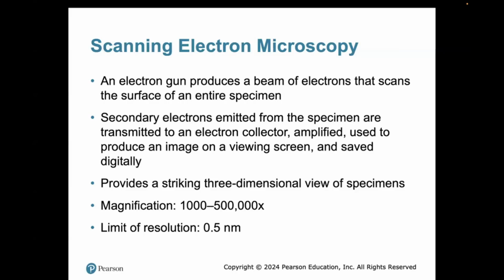All right. So how do they do that? Well, they use secondary electrons emitted from the specimen. They're going to be transmitted to an electron collector, then amplified to be used to produce an image for us to look at. This particular scope has a magnification of 1,000 to 500,000 times. All right. So smaller, right? Smaller than our transmission electron microscope, which makes sense. And this one has a limit of resolution of 0.5 nanometers, right? So a little bit bigger than our transmission electron microscope, but still much smaller than our light microscope.